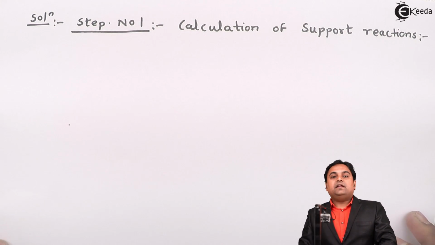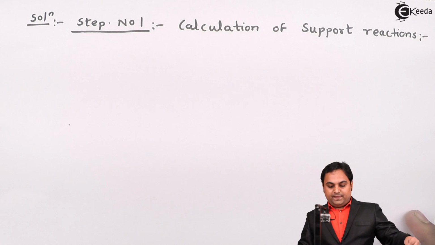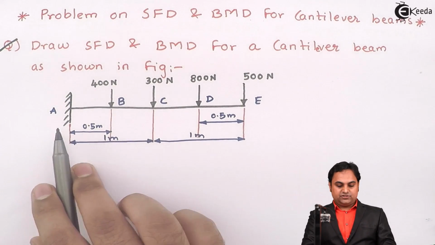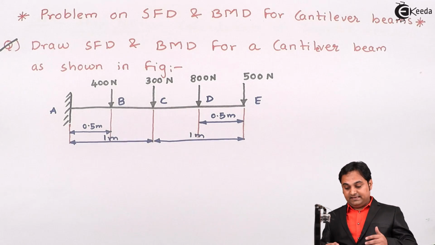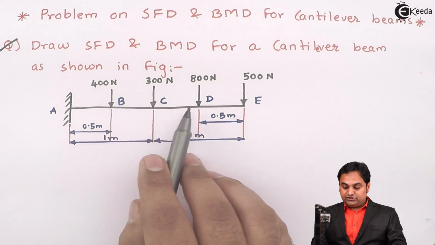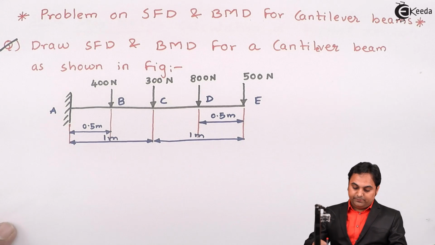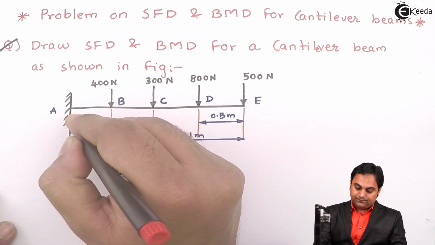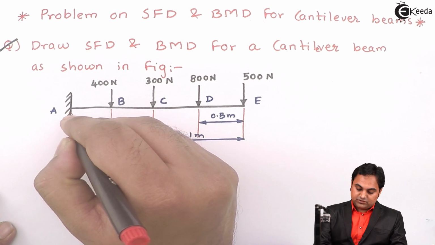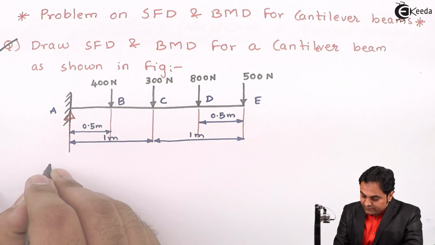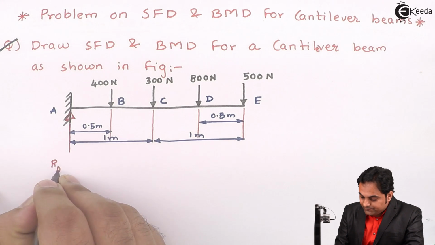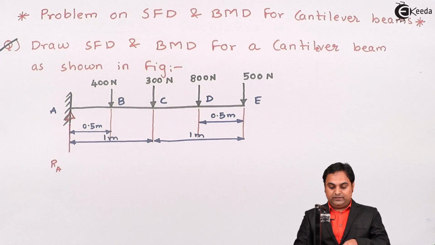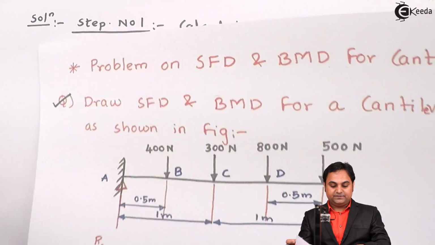So while calculating the support reaction, if we see here, one end of the beam is fixed, so when the load is acting, and as we can see here, all the loads are acting in the downward direction, so it means at the support A there will be a vertical reaction, and this vertical reaction will be called as reaction at A, and this reaction at A is what we have to calculate.